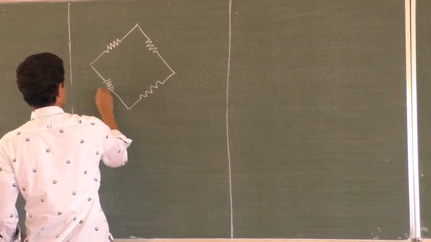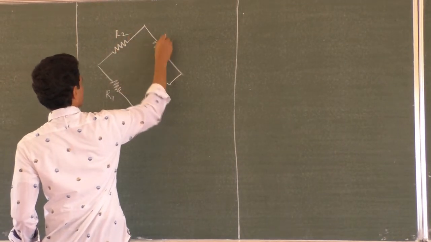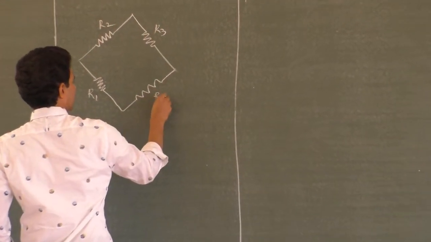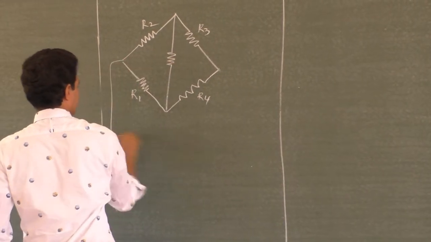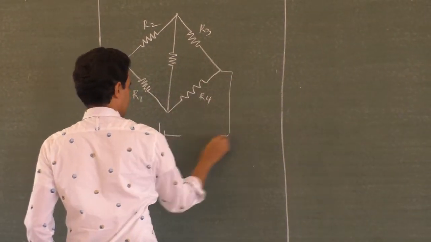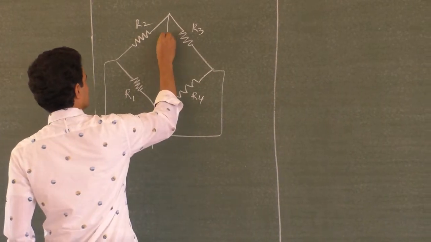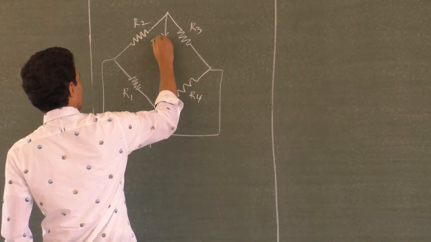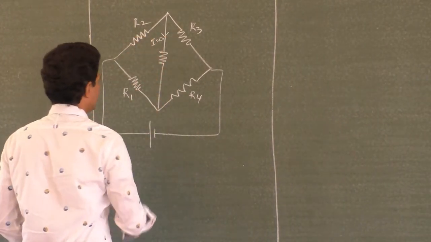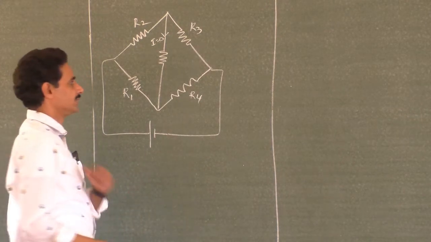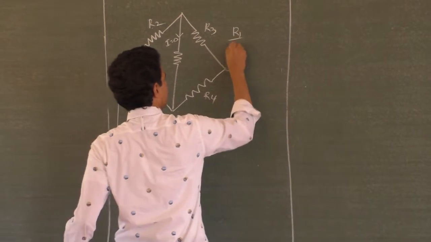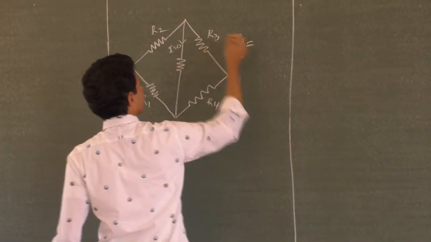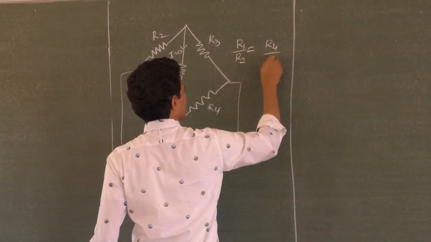If you connect the resistances in this order, R1, R2, R3, R4, and a fifth resistor here, and if you connect a battery here, no current will flow through this. This current will be zero provided the bridge is balanced. What do you mean by balancing the bridge? It is nothing but the ratio of these resistances R1 by R2 must be equal to R4 by R3. You have to take the same order.